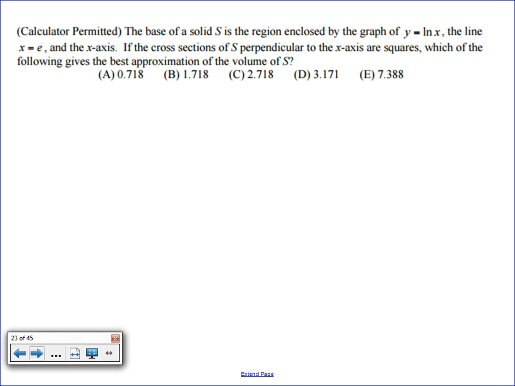What are they asking though? Which of the following is the best? Come back, read the whole question. My ones who just skip to the end. Oh, okay. Ruh-roh. Square. Cross sections. That tells me what kind of problem this is, right? Yeah. Perpendicular to the x-axis tells me orientation. Squares tells me what area formula to use.